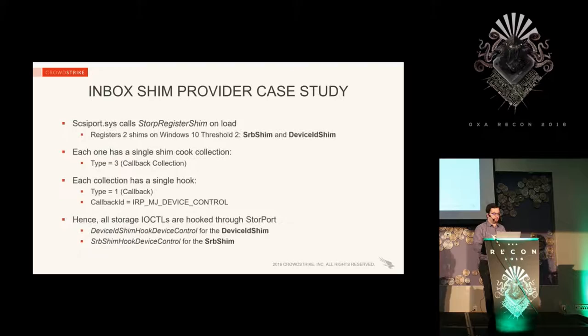SCSI port registers a shim. Two shims, actually, SRB shim and device ID shim. Both of those only have one hook collection. It's a callback collection. And there's a single hook for that callback collection, which is the hook for IRP MJ device control. So any ioctls sent to Storeport or through storeahci, which Storeport is hooking, will be hooked. And there's a function device ID shim hook device control, which hooks ioctls for the device ID shim. And there's SRB shim hook device control, which hooks the ioctls that SRB shim is hooking.